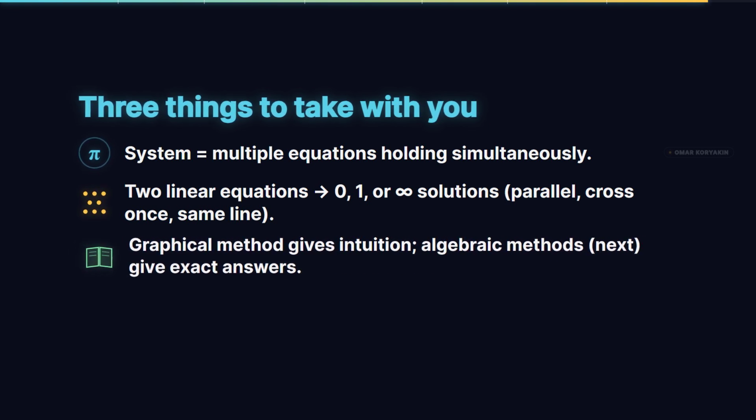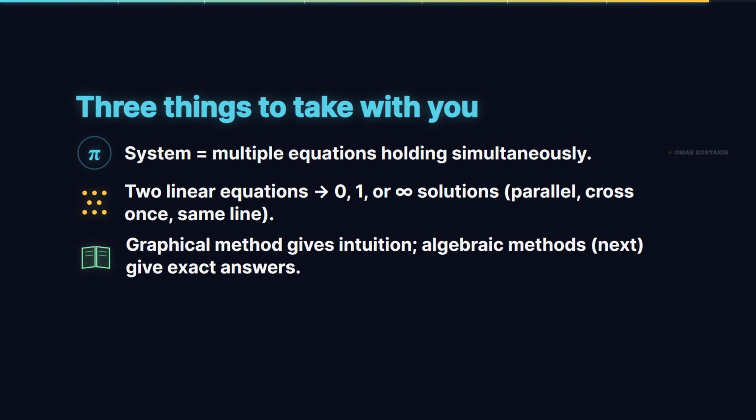Elimination adds or subtracts multiples of the equations to cancel one of the two variables, producing a one-variable equation the same way through a different algebraic route. Both methods produce exact answers and avoid the precision limitations of the graphical method. Together with the geometric understanding from today, they form the complete linear system toolkit.